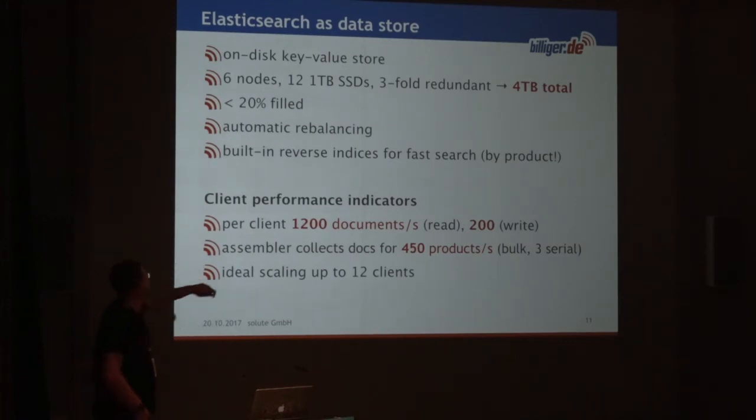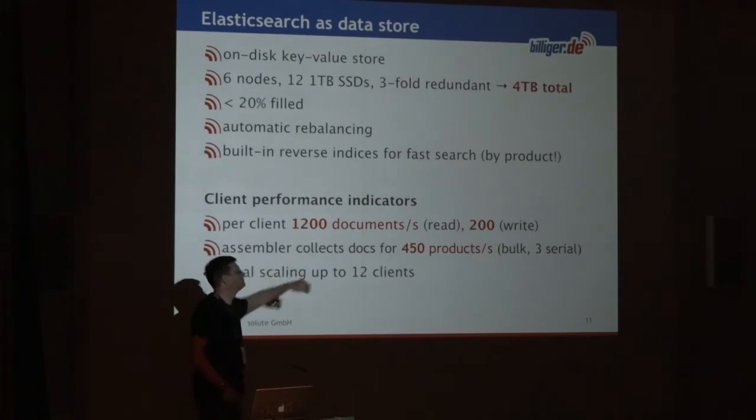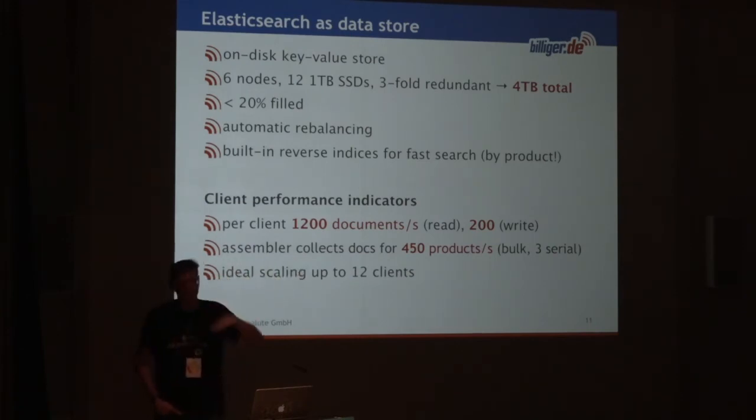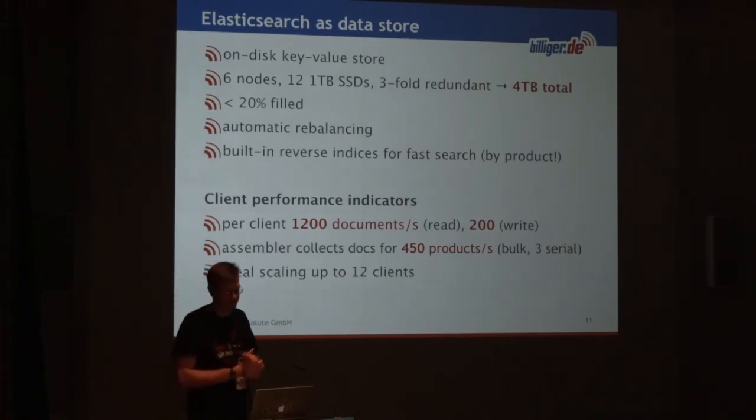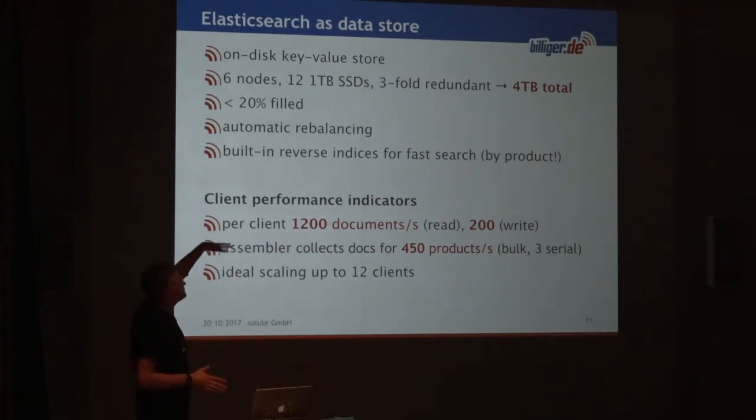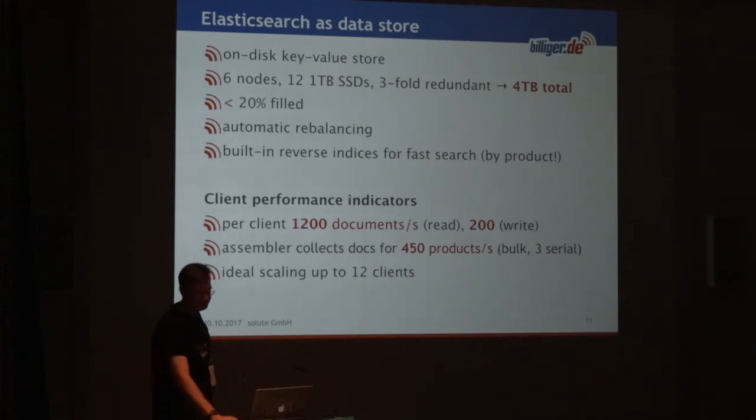But much more important, we can read about 450 products per second if we do a bit of clever bulk operations. That's 40 times as much as we can get out of our old Redis-based system. So that means that by moving to Elasticsearch, we can actually get way more storage. At the same time, it gets scalable, and it's faster.